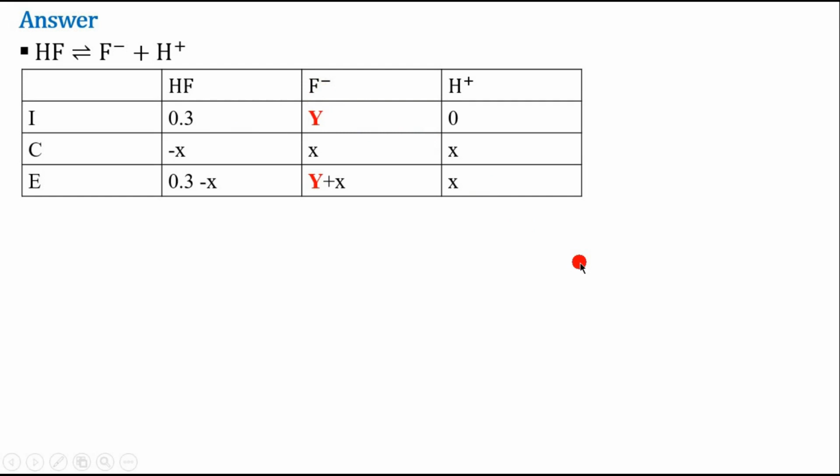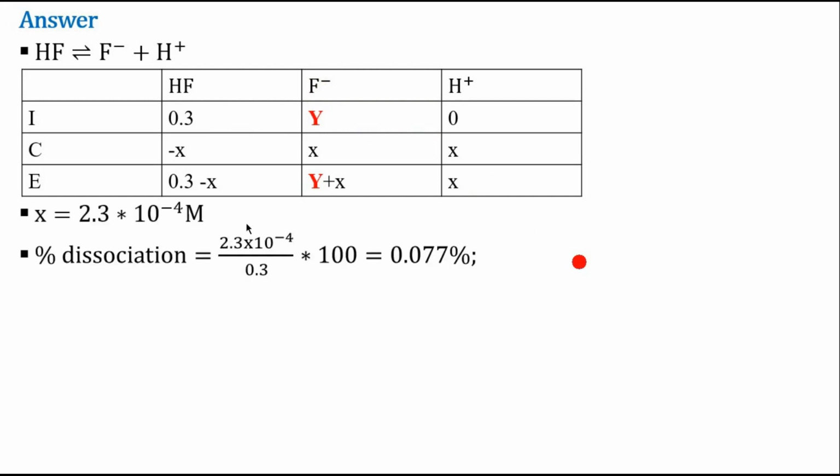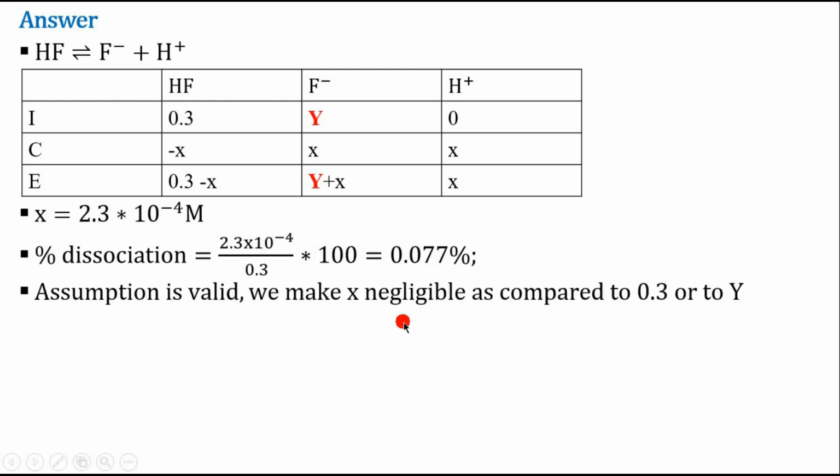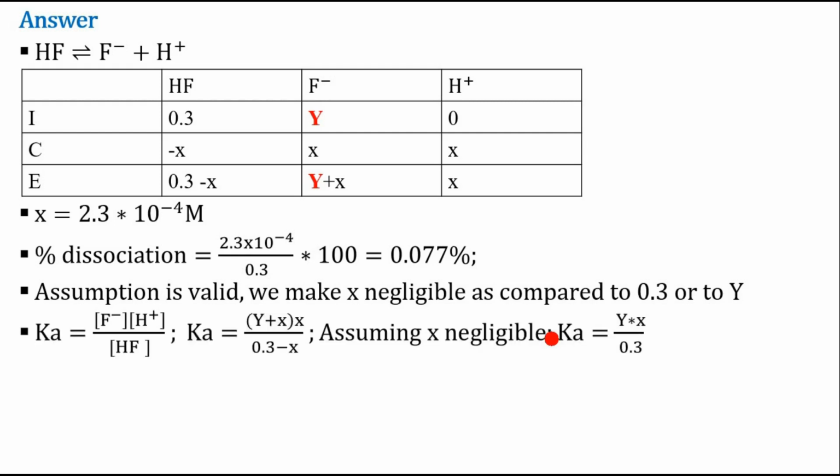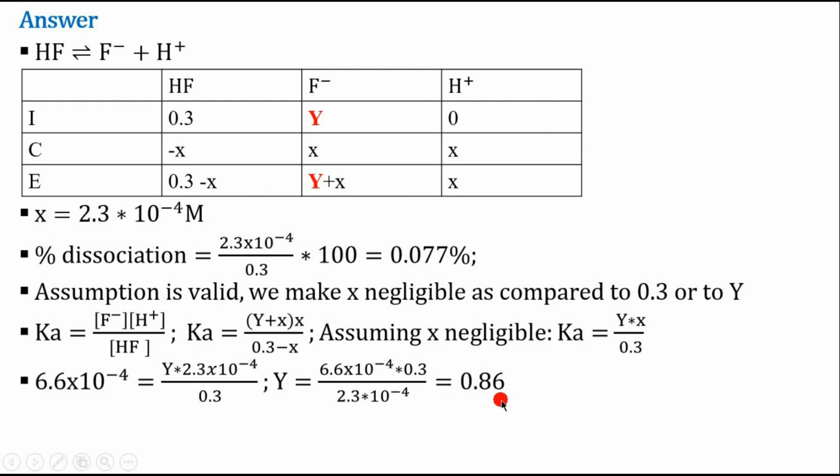In this case, we use the x that was given, that means the H+. We also check whether the assumption is valid. Yes, the assumption is valid because it is less than 5%. So we can assume that x is negligible, because the assumption is valid. That means this one becomes negligible, this one also becomes negligible. That means Ka is equal to y times x over 0.3, and x is equal to the concentration of H+. X was given, so you can determine the required amount of sodium fluoride to get this amount of x. Here we get 0.86 molar.